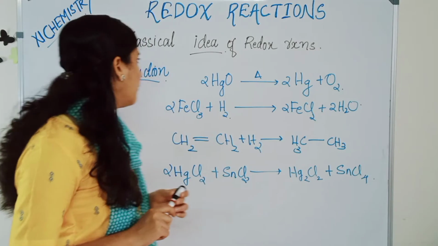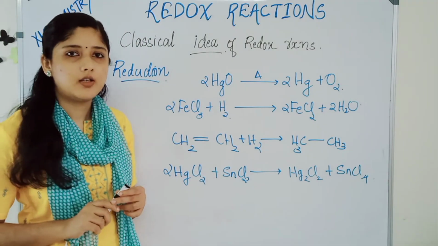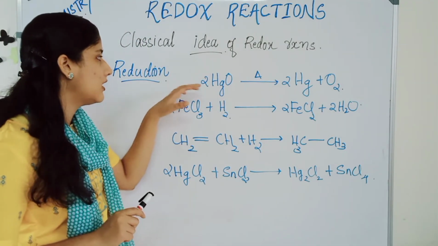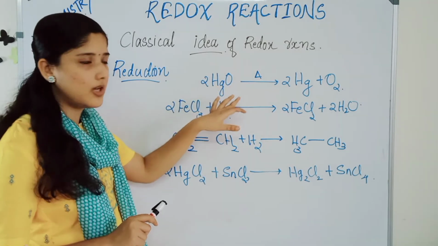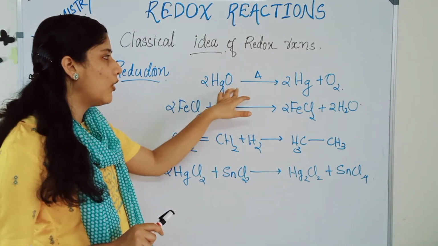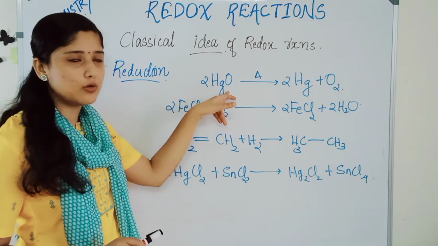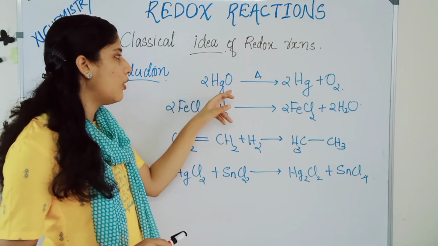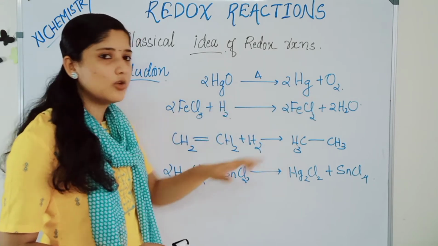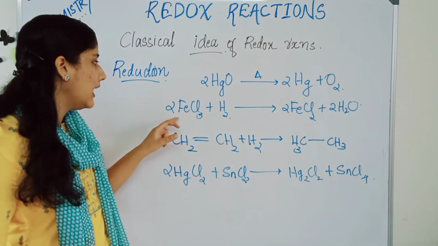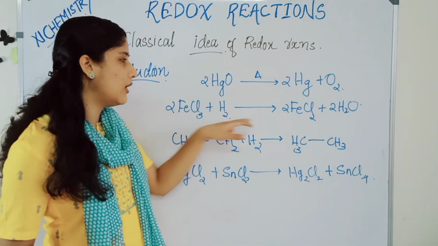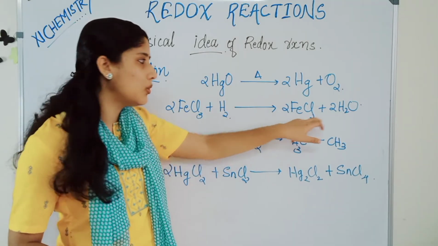Remember the definition for reduction reaction. It was removal of oxygen, isn't it? HgO, mercuric oxide, on heating turned to Hg plus O2. Here what happened? Removal of oxygen. From HgO, oxygen is removed, isn't it? So it is reduction. Similarly, FeCl3 plus H2 will give you FeCl2 plus 2HCl.